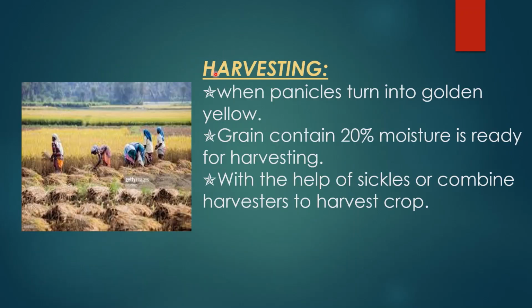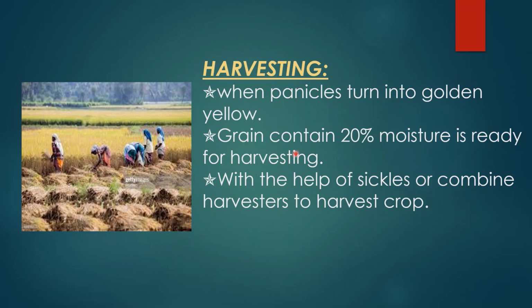Now we see the harvesting of paddy crop. The maximum quantity and better quality of the paddy mainly depend on the harvesting. We have to harvest the crop at the right stage. When panicles turn golden yellow, we have to harvest the crop. This is the color of golden yellow.